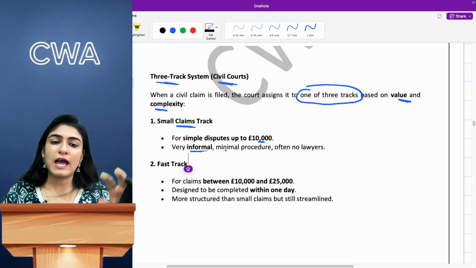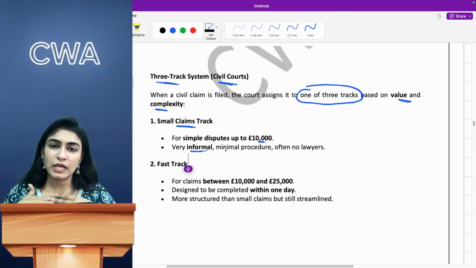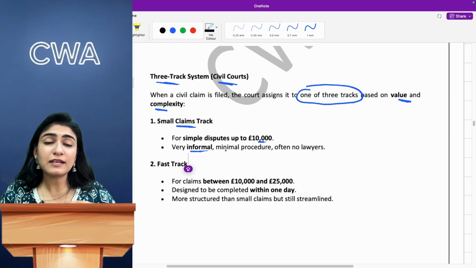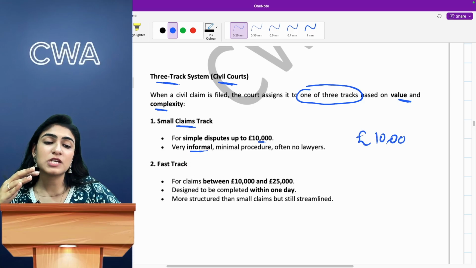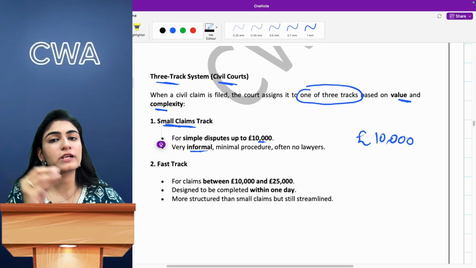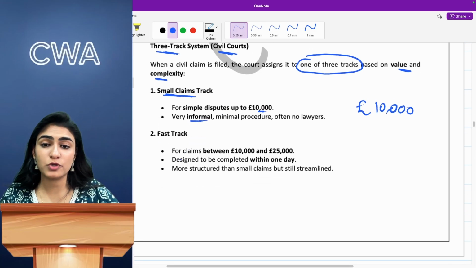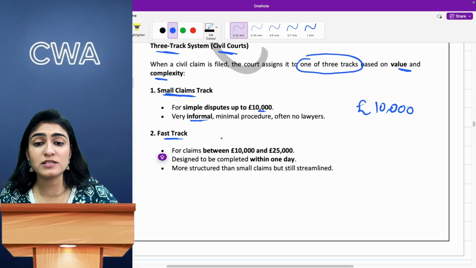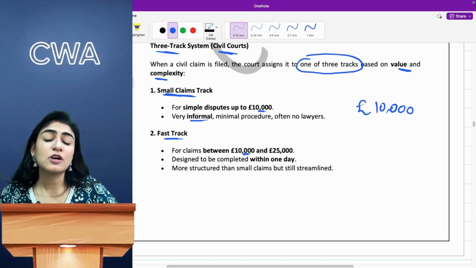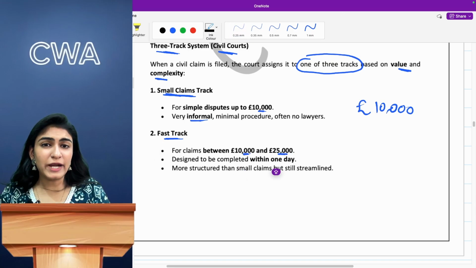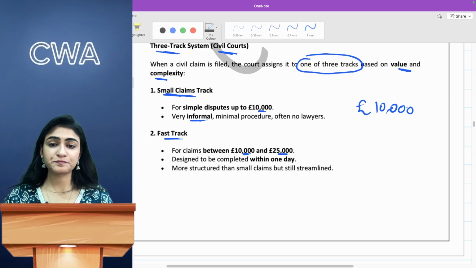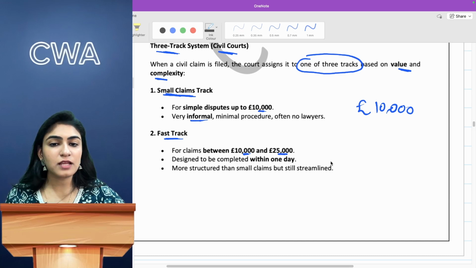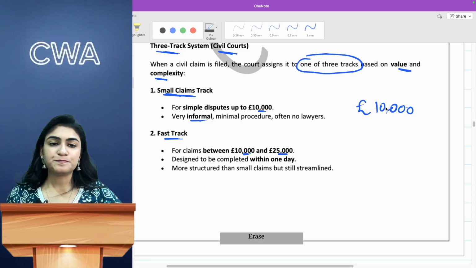They are very informal, very minimal procedures are to be followed, and there are no lawyers involved. Let's say you're filing a case, in our example Mr. X and Mr. Y, and it was up to 10,000 pounds. In such a scenario, it will go to the small claims track, which is a very small dispute. For it to be a fast track, the claim should be between 10,000 pounds and 25,000 pounds.